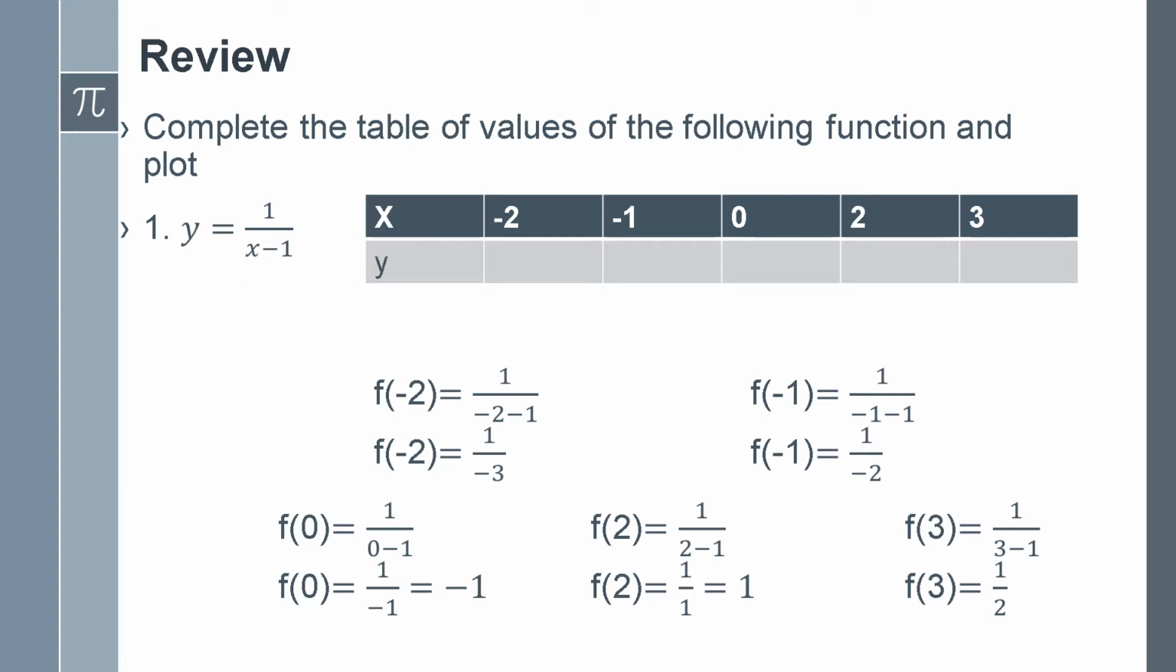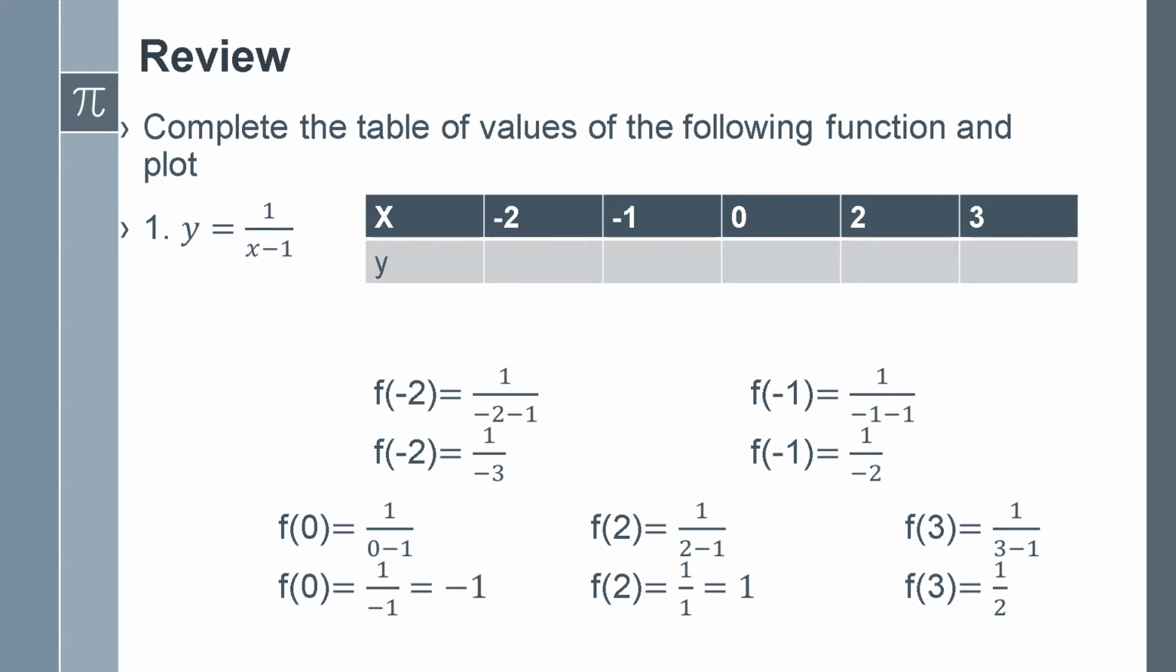For example, if x is equal to negative 2, if we are going to find the function of negative 2, we will simply substitute negative 2 sa x ng function. E di magiging f of negative 2 is equals to 1 over negative 2 minus 1. So the corresponding value of y sa x is negative 2 ay 1 over negative 3 or negative 1/3. So, ang pair value ng x and y ay negative 2 and negative 1/3. Same goes to the values of negative 1, 0, 2, and 3.